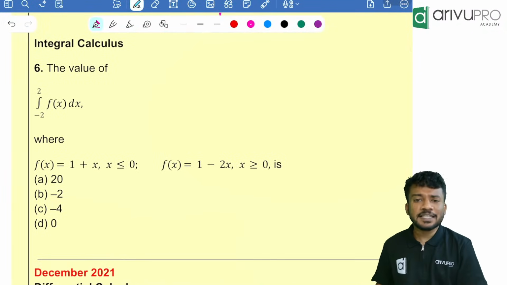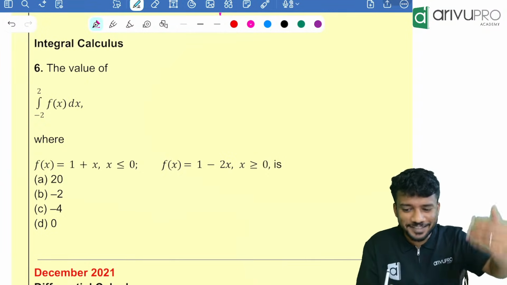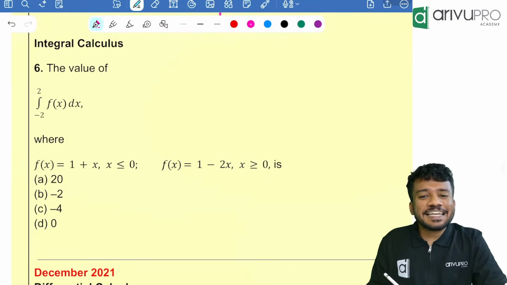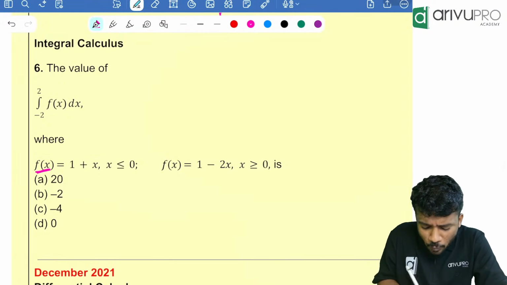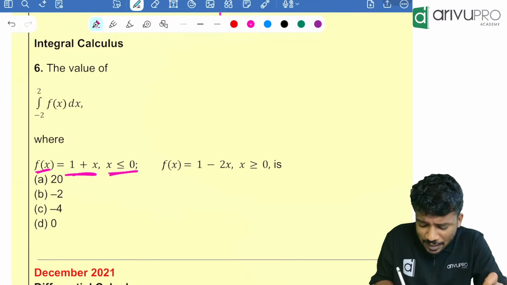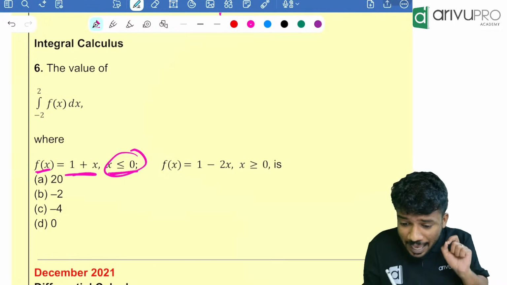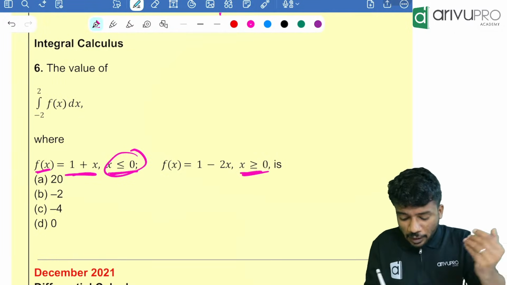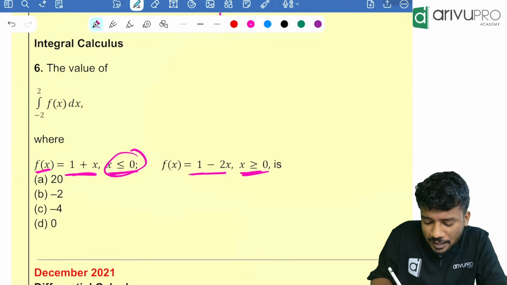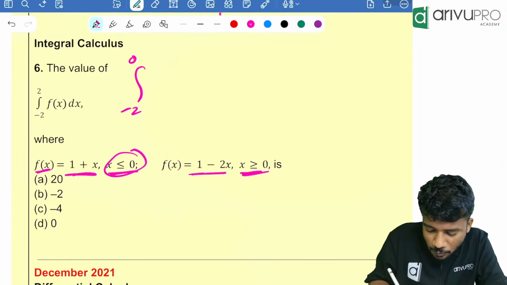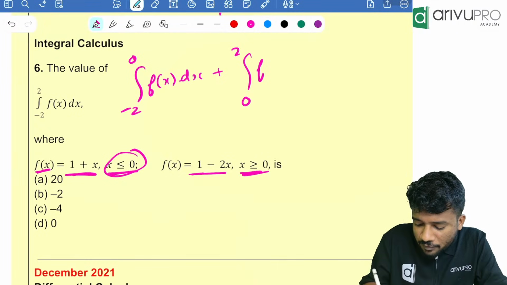Next question, very easy question. Look here. Yes, it is a concept based question and very direct. We have studied it; if you have studied in 11th standard, it's the first thing you study. Now, the value of integral from minus 2 to 2 of f of x dx is how much is the question. Here two values of f of x are given. When x is less than 0, we take f of x as 1 plus x. And when x is greater than or equal to 0, we take f of x as 1 minus 2x. So I will split the limit: from minus 2 to 0, f of x dx plus 0 to 2 f of x dx.